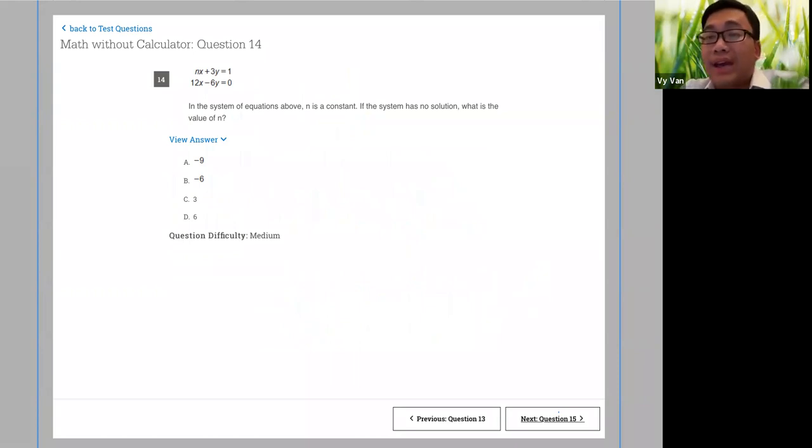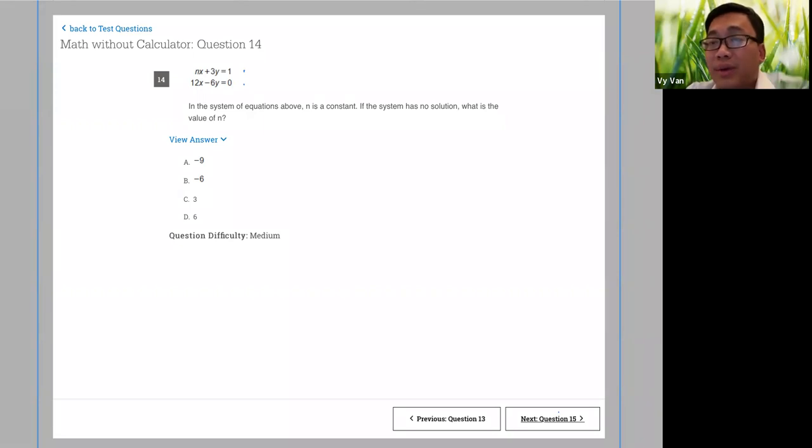And so what do they ask? They give you a system of equations. They say, if the system has no solution, what is the value of n? For those of you who have done Algebra 1 and Algebra 2, each of these equations represents a straight line.